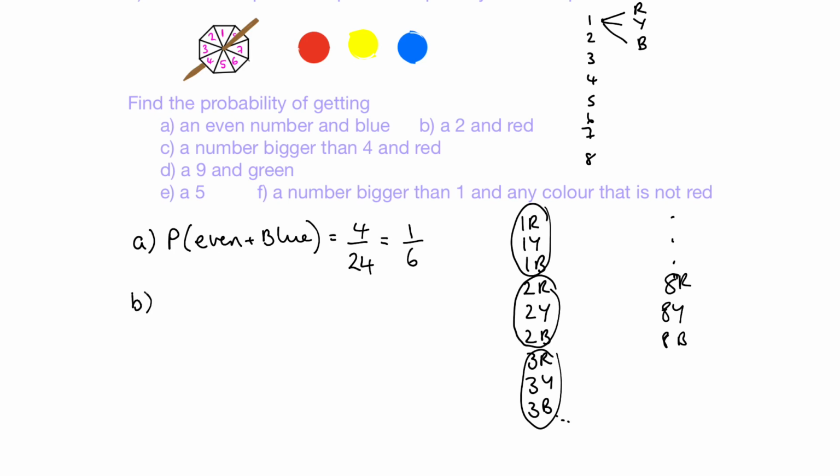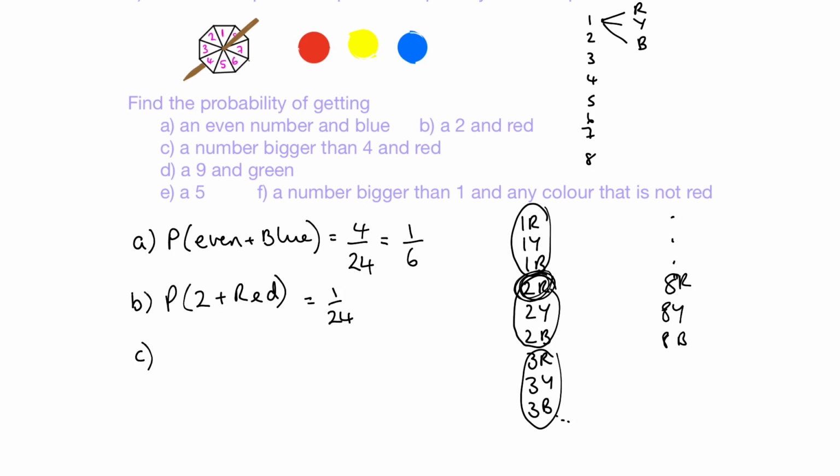Probability of getting a 2 and red. Well, we can see here is the probability of getting a 2 and red. There is only one way of doing that. Okay. There's only one chance out of those 24, there's one outcome out of those 24 different outcomes that is a 2 followed by choosing red. So that's 1 out of 24.